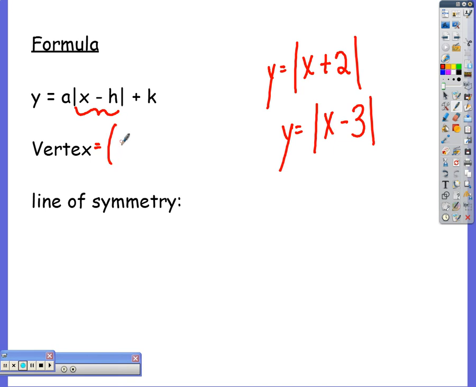So your x-coordinate is going to be h, or it's going to be the opposite. If this says minus h, we're just going to change the sign of it. And your y value is going to be your k, okay? So the outside value is going to cause it to move up and down. And the axis of symmetry is just going to be x equals whatever this value here is, okay? All right, so let's take a look at an example.